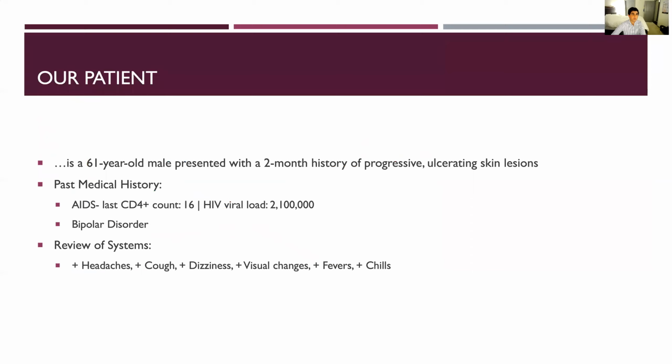This brings us to our patient, who is a 61-year-old male with a past medical history of AIDS and bipolar disorder, who presented with a 2-month history of progressive ulcerating skin lesions. He was not taking antiretroviral therapy for his AIDS, and his most recent CD4 count was 16, with an HIV viral load of 2,100,000. On review of systems, he endorsed headaches, cough, dizziness, visual changes, fevers, and chills.